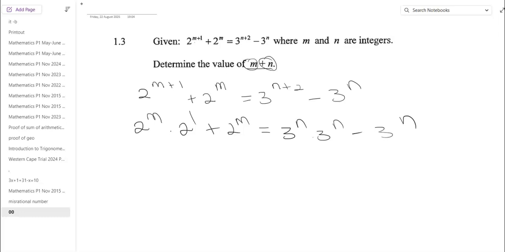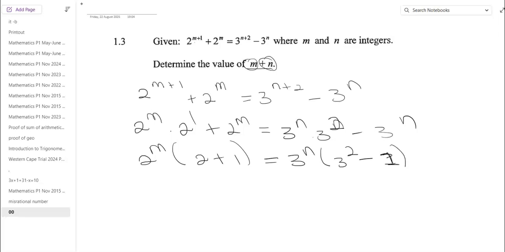Okay, then here you can take out the common factor. From this side, you can see the common factor is 2 to the power of m. So you can take out the common factor, so we're going to have 2 plus 1. Also, this side you can take out the common factor as well: 3 to the power of n, times 3 to the power of 2 minus 1, right?